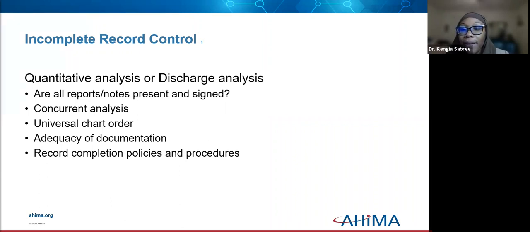So are you familiar with the universal chart order? One component of the discharge process is to assemble the record, which is arranging the forms in the paper-based medical record in a standard and permanent sequence for filing purposes. This process should allow anyone to quickly locate forms as long as they're in the correct order or in the correct place.